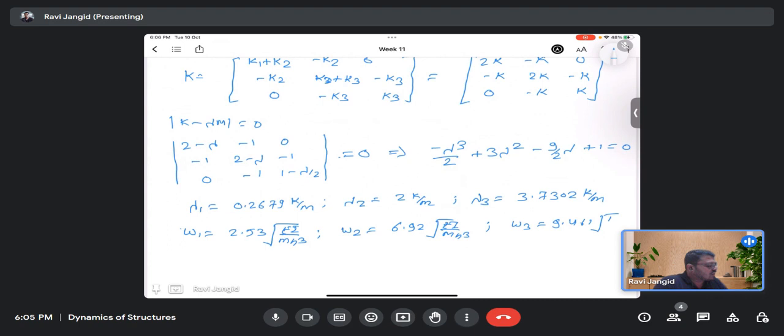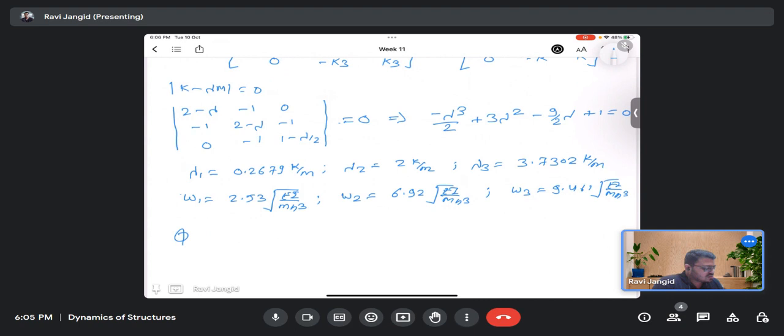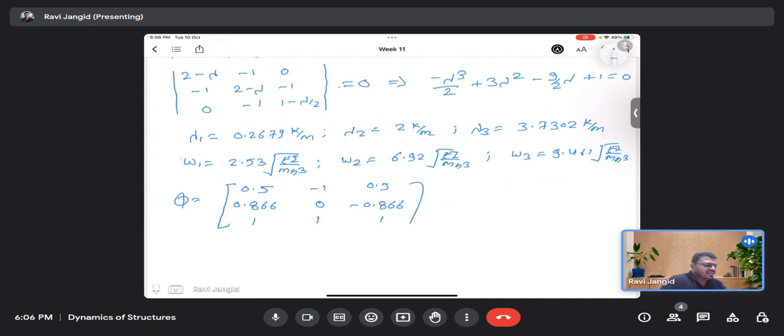The mode shapes were calculated in the last class as well. Those were 0.5, 0.8661, 1, then 1, 0, -1, and then 0.5, -0.8661, 1. So these are the mode shapes. In every question we need to find these two things: the modal frequencies and the mode shapes, or the eigenvalues and eigenvectors.